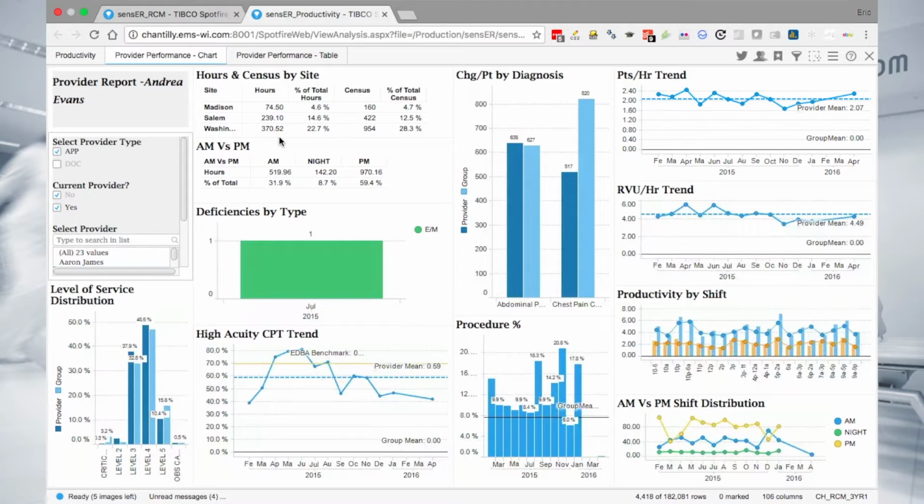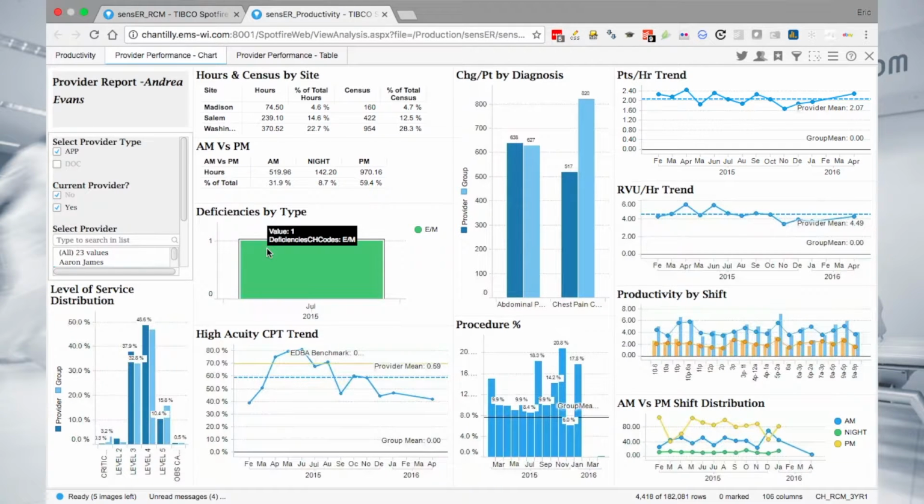As far as shift distribution, this is obviously important as well. Some providers working lone shifts, overnight for example, would be expected to see a different patient distribution than those physicians who work with APPs during the day. We have to take this into account, so we calculate the distribution of shift by shift type. We collect information about provider deficiencies when it comes to documentation and display this information for them as well.